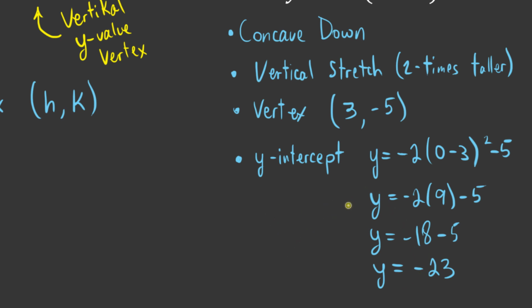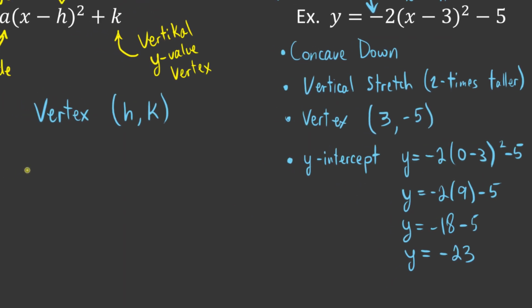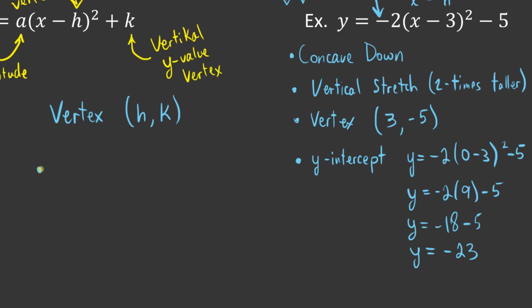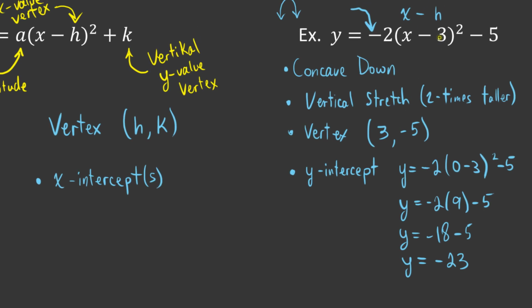Now in the same vein, what I did there was I put in 0 for my x. What if we put in 0 for our y? What if I actually looked for my x-intercept(s)? You're not always going to have them. And I'm going to put the S in brackets because you can have 1, you can have none, you can have 2. Let's visualize this parabola.